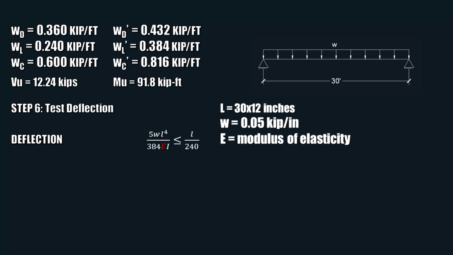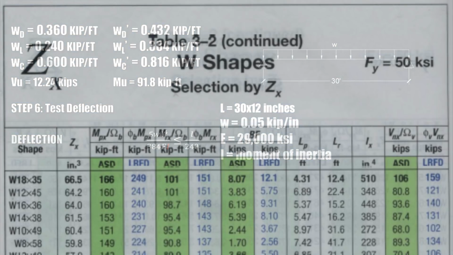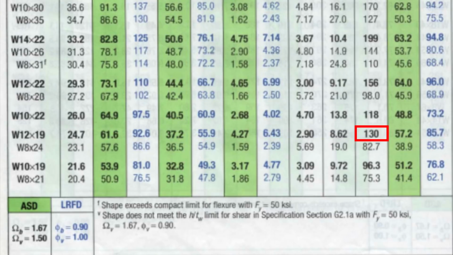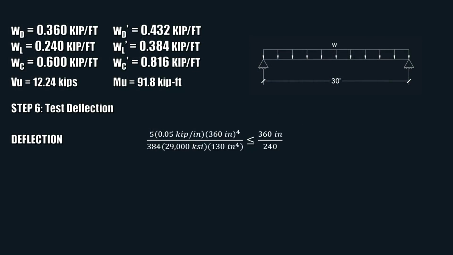E is the modulus of elasticity, which is generally accepted to be about 29,000 KSI for steel. And finally, I is the moment of inertia about the strong axis of the beam, which we get from the steel manual. For this W12 by 19 section, IX is going to be 130 inches to the fourth. We plug all that in, and it boils down to a deflection of 2.9 inches, which is greater than our maximum allowable deflection of 1.5 inches. And this is no good. It means that our chosen beam wouldn't necessarily break, but it would deflect too much, and that means it could possibly cause other structural or non-structural damage to our building.